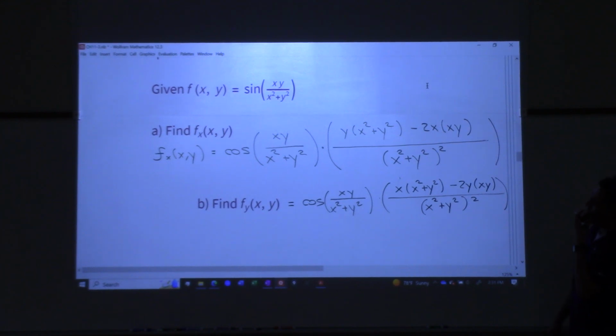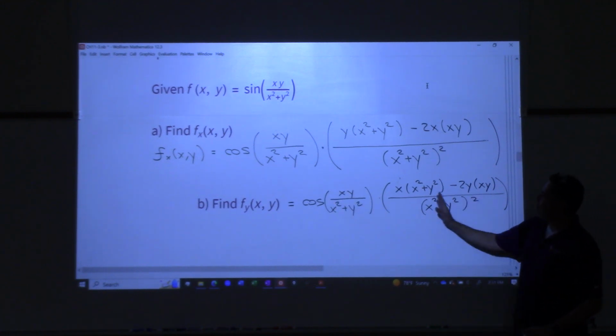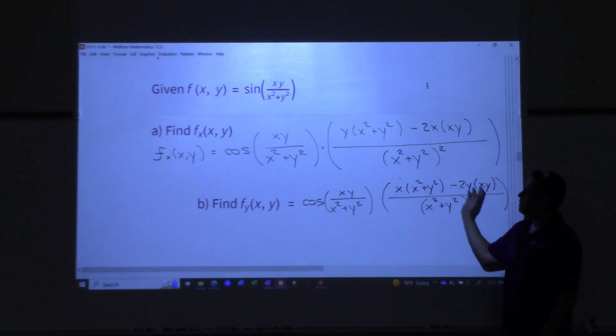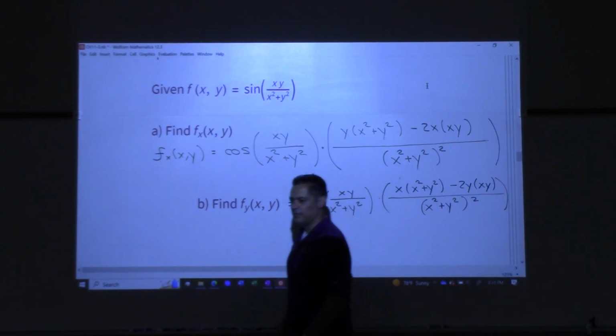Are these the same answers? They look kind of the same, don't they? Like that's the same, right? These don't look exactly the same though, right? X, Y. But maybe if we distribute everything out, maybe they are the same answer. I wonder. Are they? I don't know.